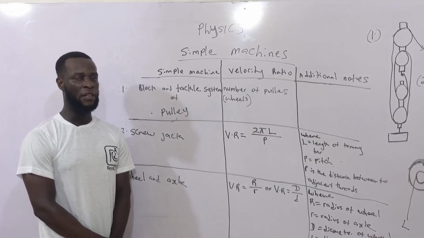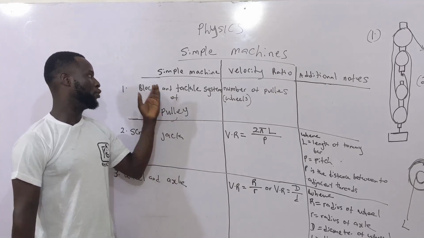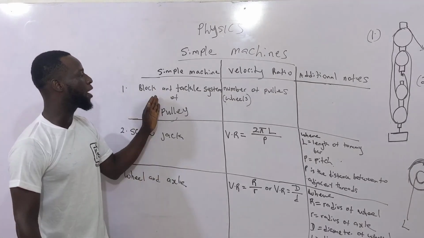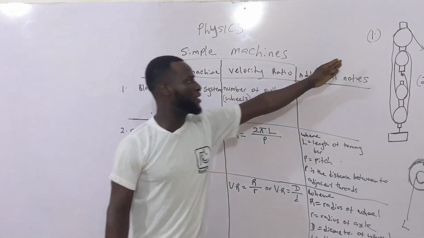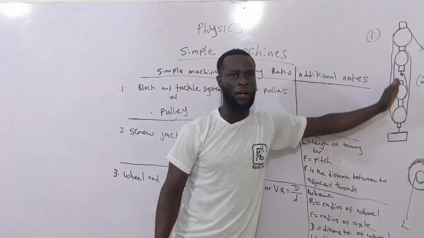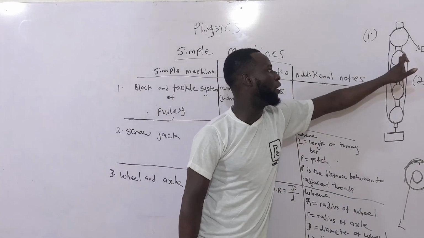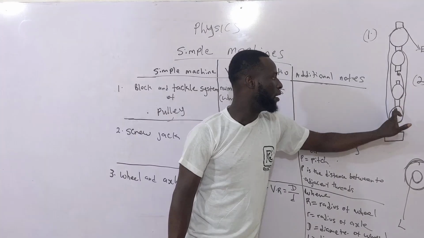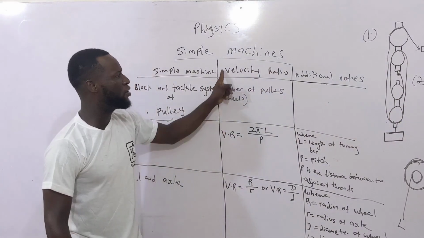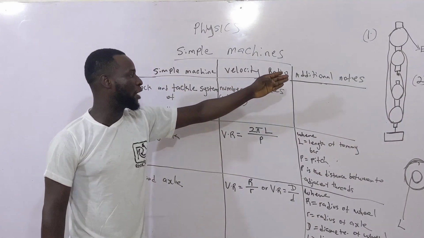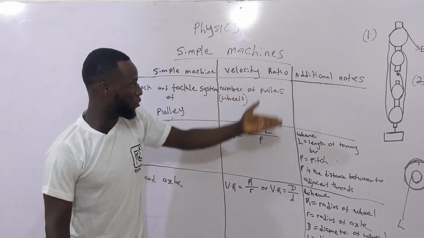Welcome back. Now we'll be talking about types of simple machine. Number one here, we have the block and tackle system of pulleys. And this diagram here represents a block and tackle system of pulleys that consists of several pulleys, number 1, number 2, 3, and 4. This consists of 4 pulleys. And you should know that the velocity ratio for a block and tackle system of pulleys is the number of pulleys or the number of wheels you have there.